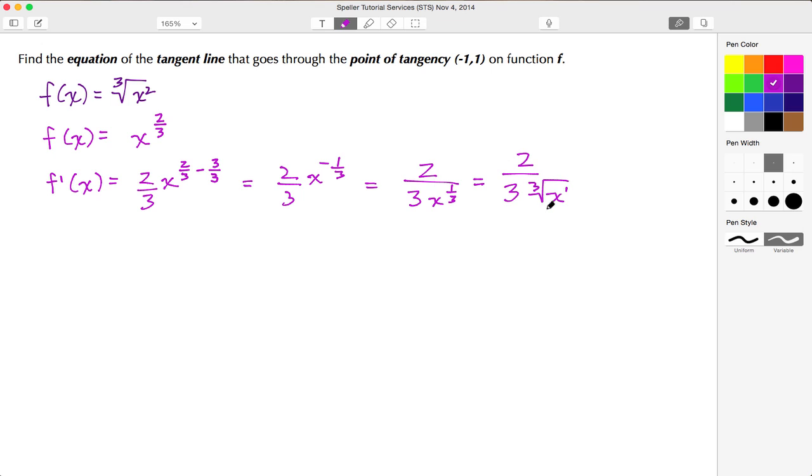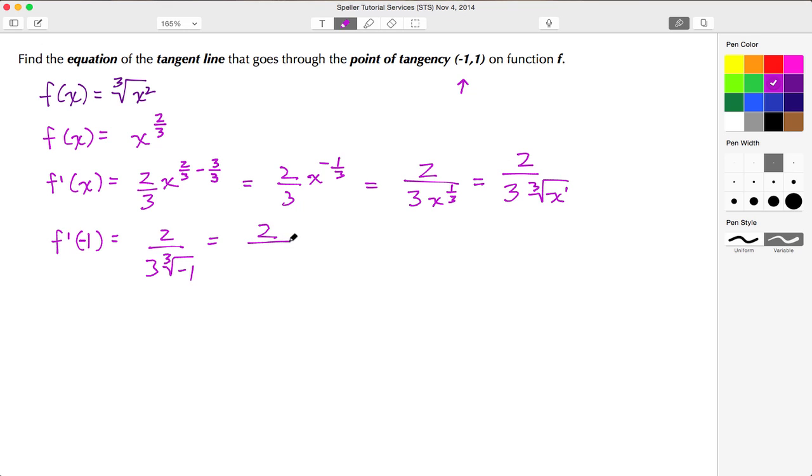Next thing I want to do is to take this expression for the slope, or the derivative, and I want to input the x value of negative 1 to give me the numerical value for the slope. So let's do that. f prime of negative 1 is equal to, I keep my numerator at 2, I keep 3, and I'm taking the cube root of negative 1. Actually, I need to put a negative 1 in here because that's my x value. Alright, now I resolve this.